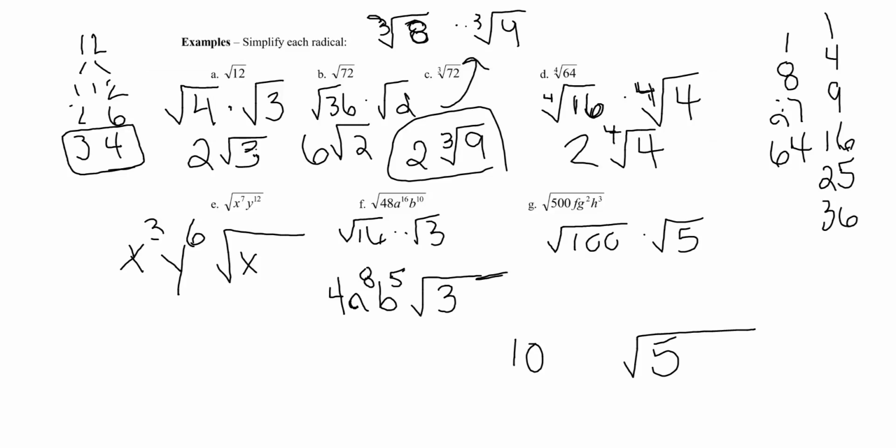Okay. Then when I look at my variables, f is all by itself. 2 does not go into 1, at least not with a whole number answer, so I'm going to put f underneath there, keep it under there. 2 divides into 2 for g squared once, so I'll have 1 g outside. And then 2 goes into 3 one time, so I'll have an h. And there's a remainder of 1, so I'll have 1 h underneath the radical.